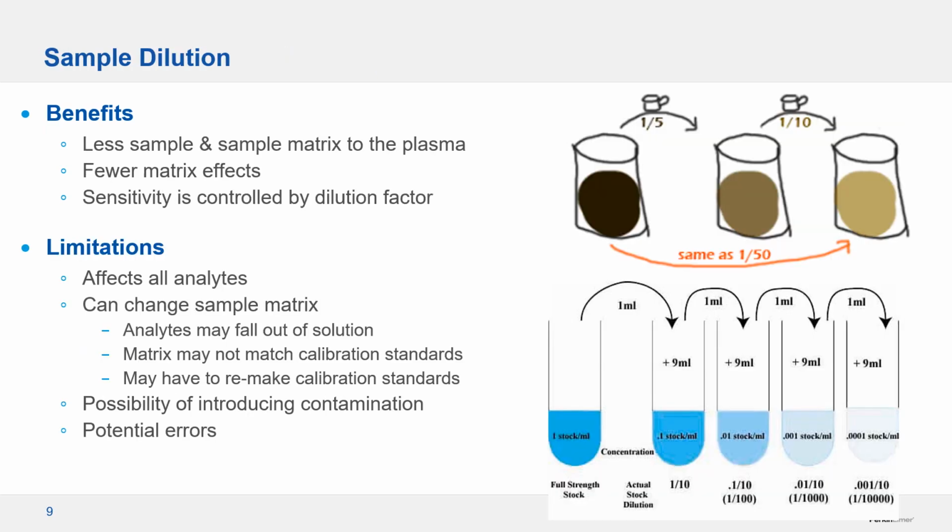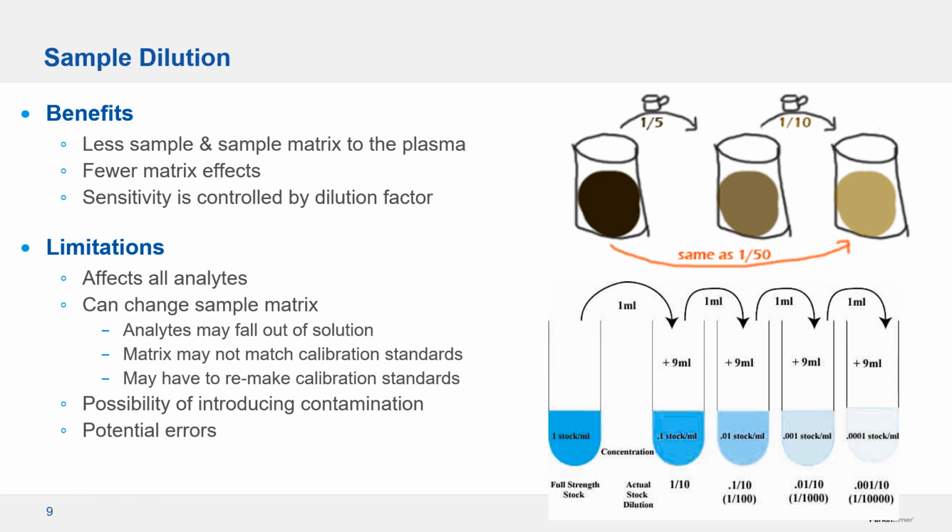Perhaps the most common way to reduce analyte intensity is by sample dilution. When you dilute the sample, less analyte enters the plasma. Another benefit is also less sample matrix entering the plasma, so matrix effects and potential interferences will also be reduced. In addition, the sensitivity can be controlled by the dilution factor. So for example, if a signal is way too intense and needs to be reduced 10 times, we just dilute the sample 10x. That makes it very easy.